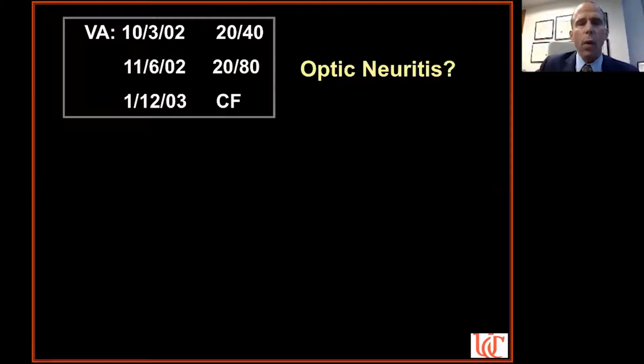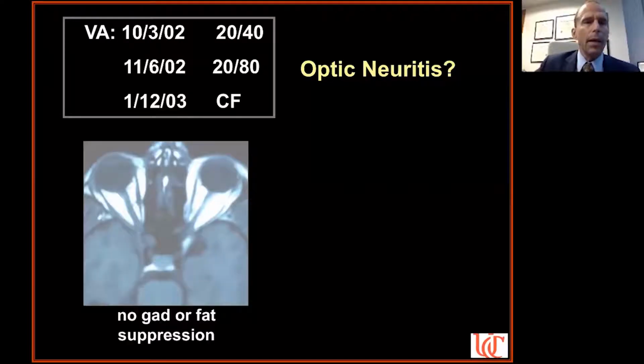So I said, of course, what all good neuro-ophthalmologists say: show me the films, show me the MRI that you had done. And here's the MRI, a little washed out. So again, we're looking at the right optic nerve. You can see that this is an MRI. There's the bright orbital fat, right? So this is a non-suppressed image. There was no gadolinium or fat suppression.